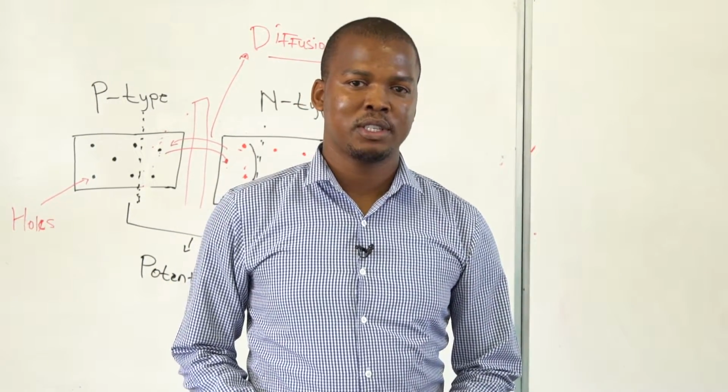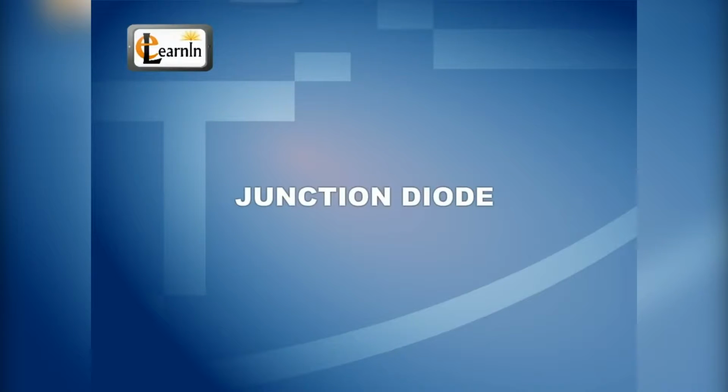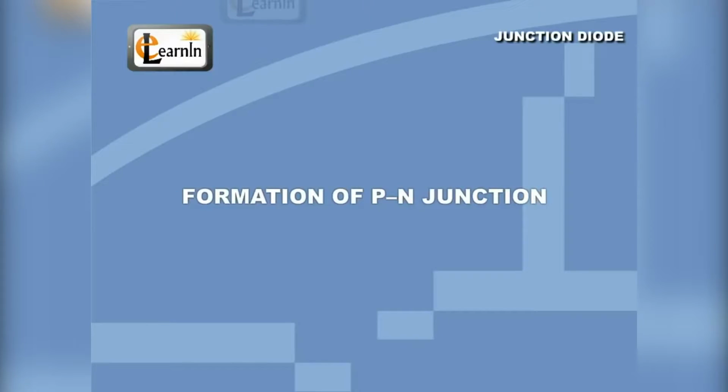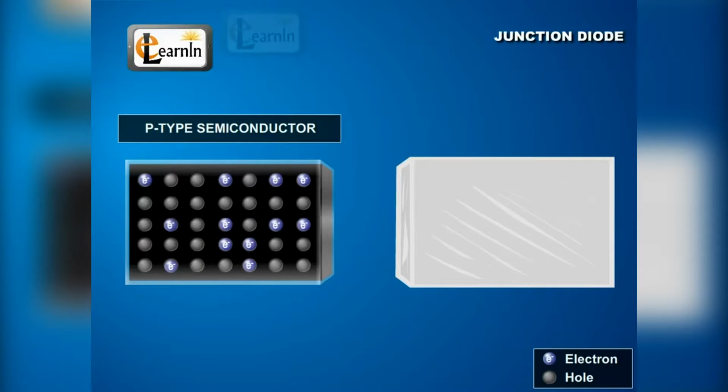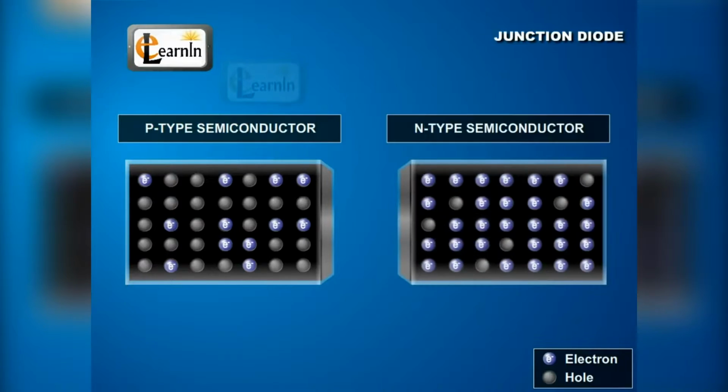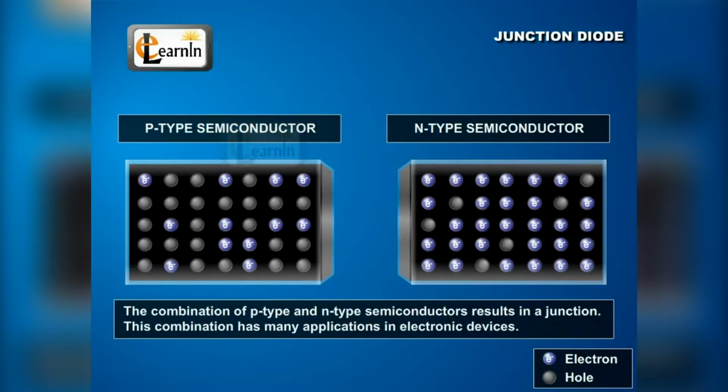Here it follows. Junction diode, properties and uses. Formation of the PN junction. The p-type semiconductor has an excess number of holes. Therefore, holes are the majority carriers of charge in p-type semiconductors, as shown. Similarly, n-type semiconductors have an excess number of electrons. Therefore, electrons are the majority carriers of charge in n-type semiconductors, as shown. The combination of p-type and n-type semiconductors results in a junction. This combination has many applications in electronic devices.